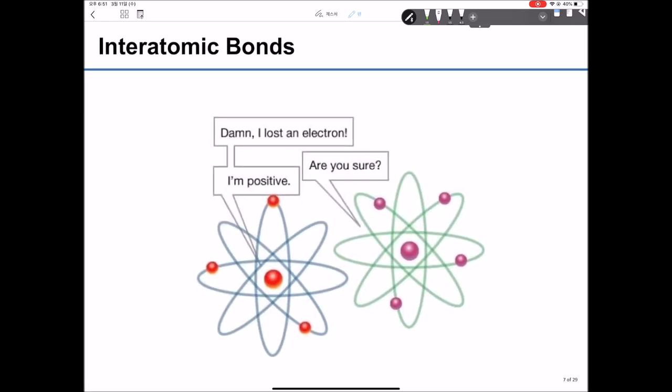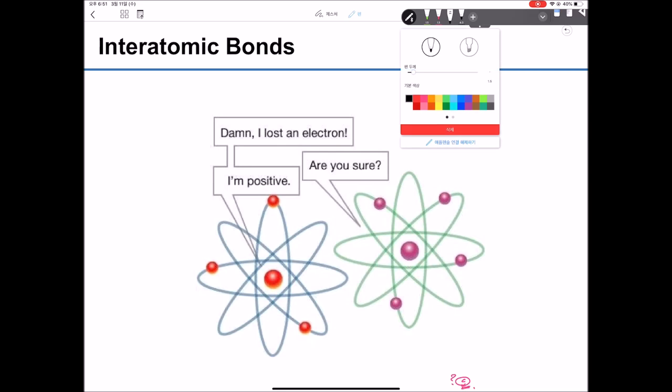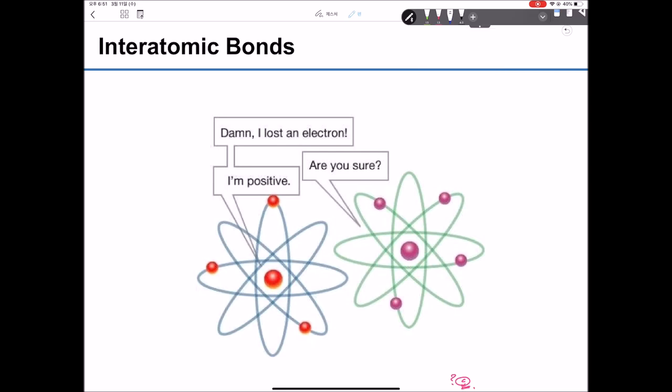Now we're going to talk about interatomic bonds, right? This is a very funny drawing that I found on Google, and I forgot to cite it, so sorry about this copyright thing, but here it is. Here is this atom with the nucleus and these electrons, and they are the same. As you can see, it has three electrons.